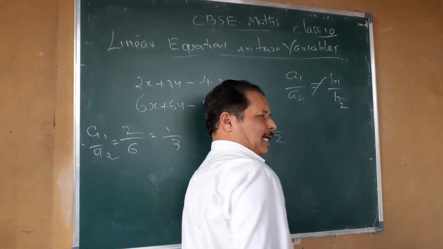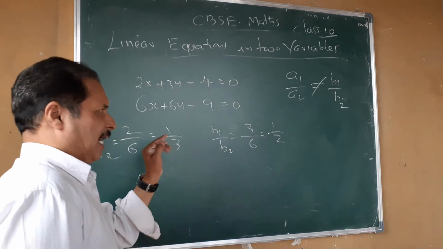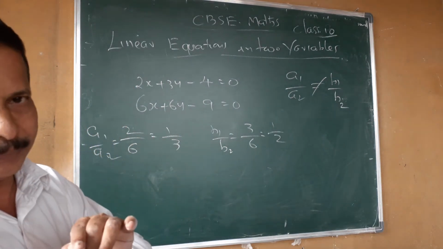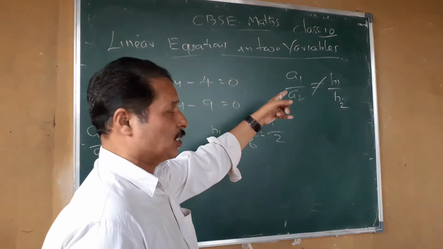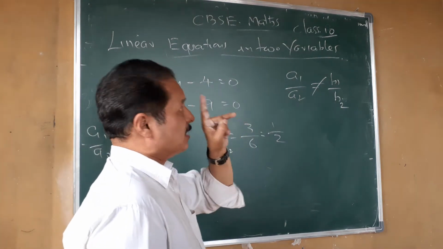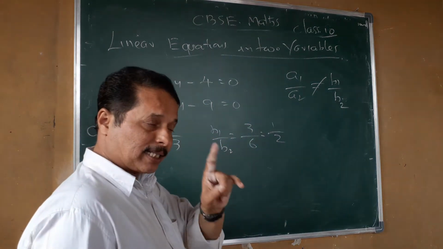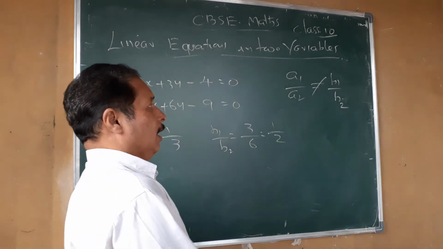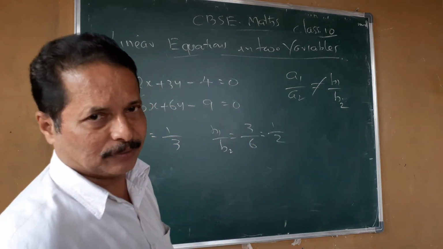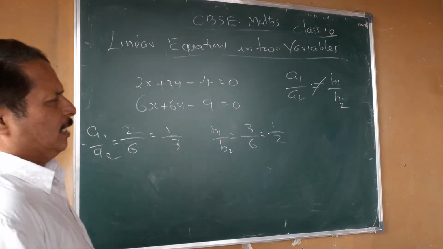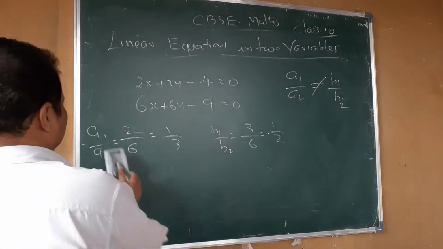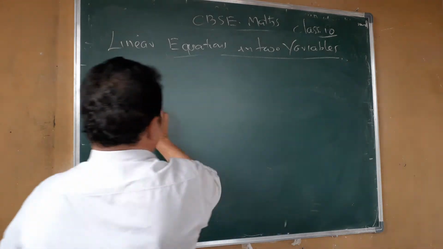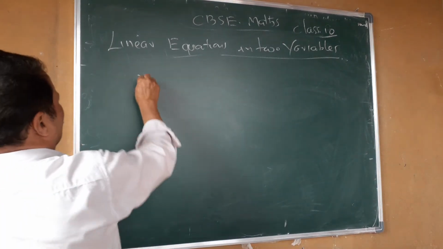So, what's your answer? Your question is to write the characteristic of the solution. So, the characteristic is they are intersecting lines. You remember that? And there is exactly one solution. And it is consistent. That's your answer. Characteristic of the solution means your answer is exactly one solution.